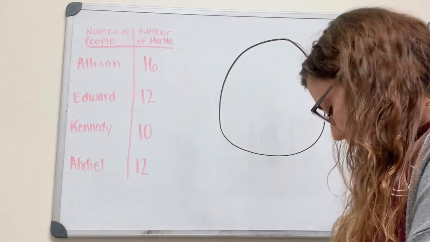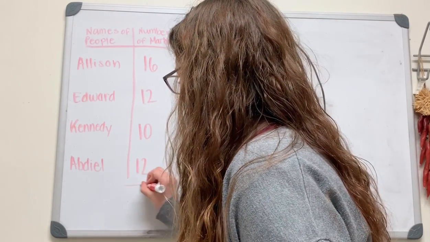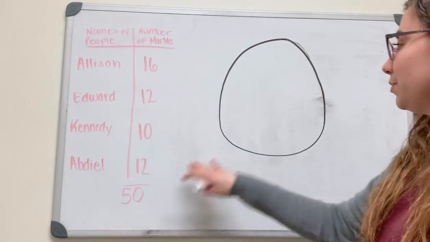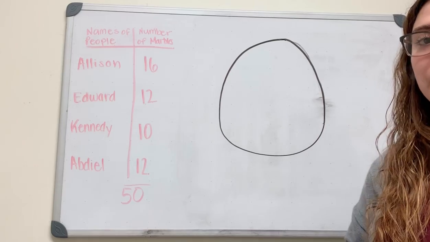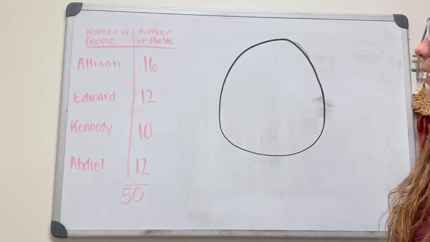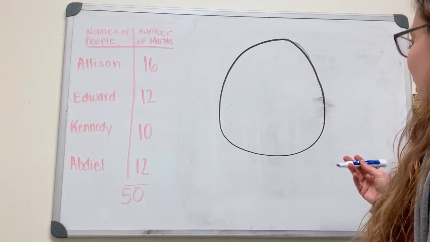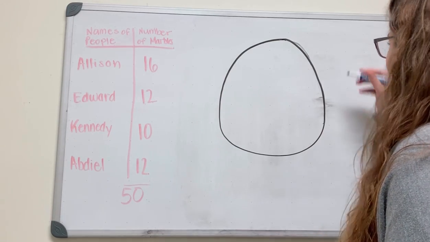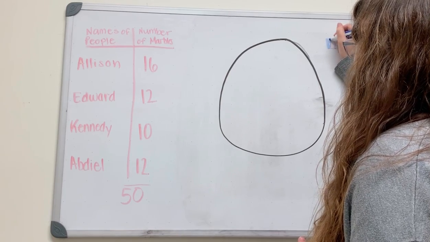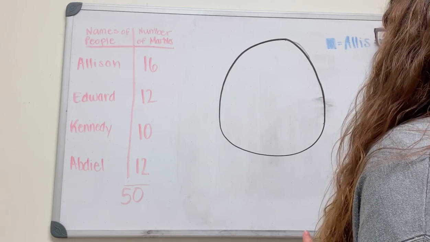So if we remember from the first video, each of these equals 50 altogether. So 50 is going to be our whole. Now we're going to work with the first number, 16. So when thinking of this pie graph and the number 16, you have to make a key. So I'll start with blue, and that is Allison.